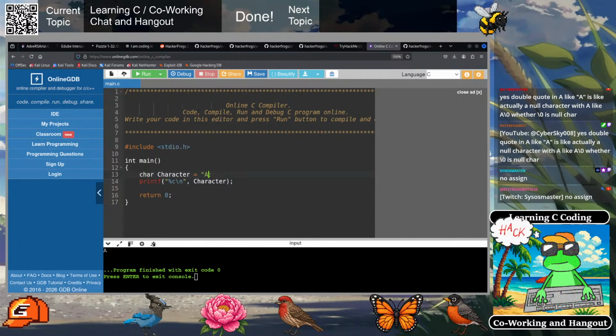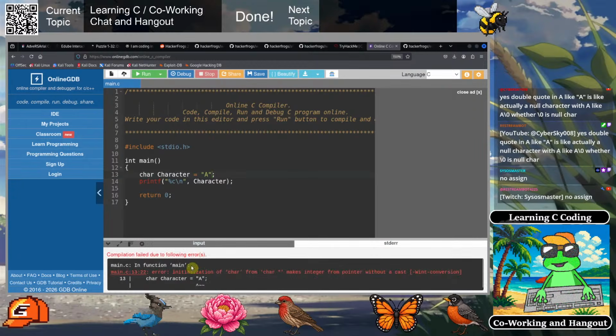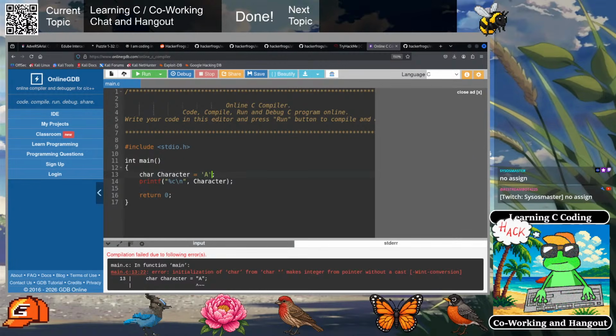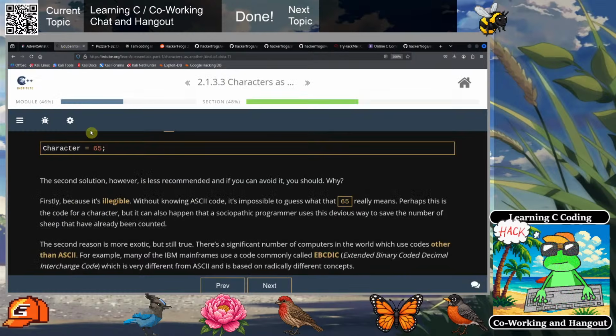But if we try to put this into here, double quotes, then initialization, yeah, okay. So when we're assigning characters, we need single quotes. Double quotes doesn't work. But in printf, we can use double quotes. I guess we'll talk more about it in just a bit.